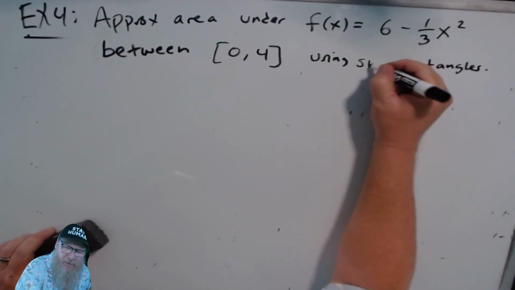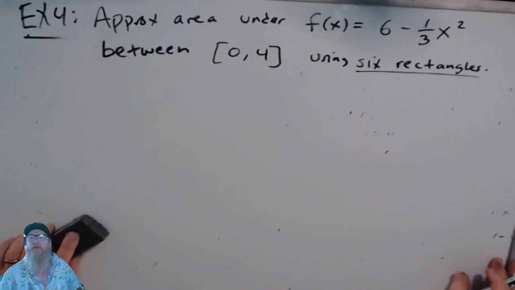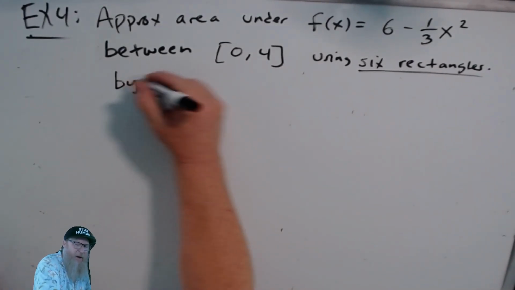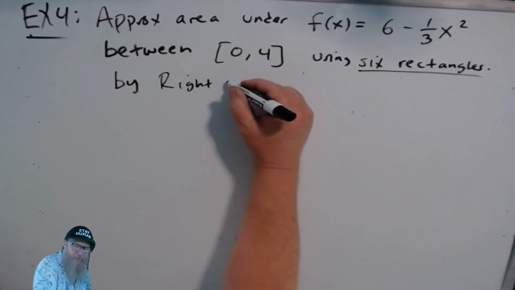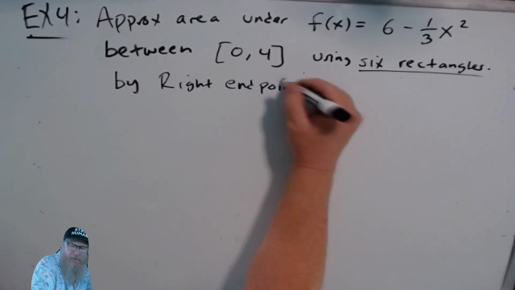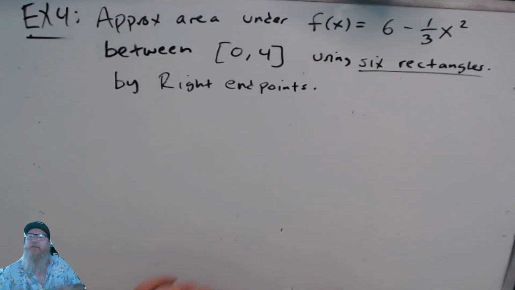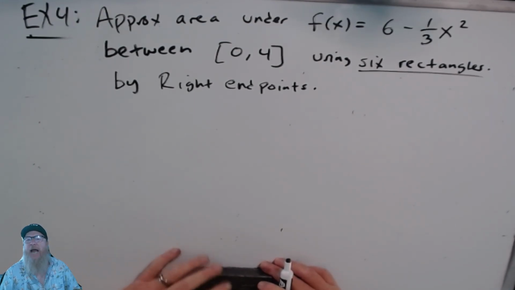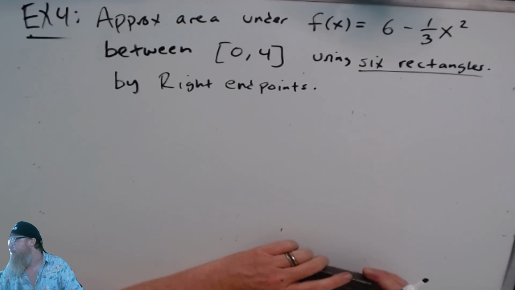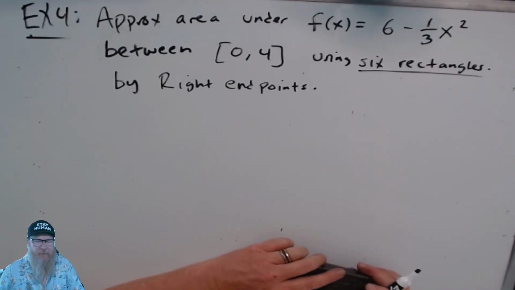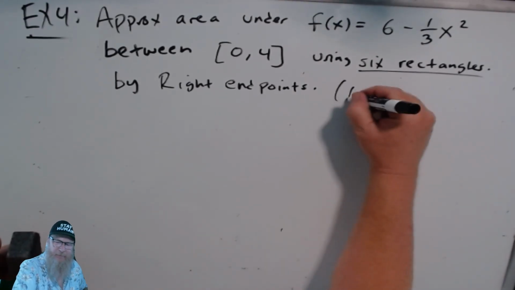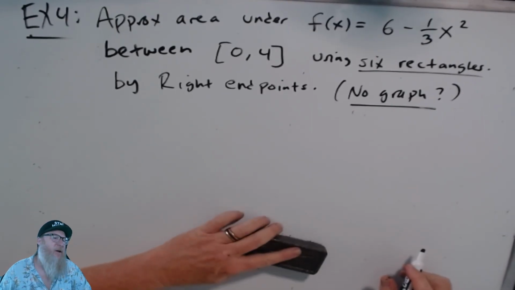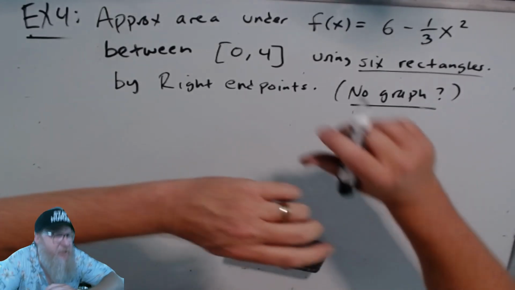Sometimes I like to write the word 6, just to make sure you're still reading. All right, so between 0 and 4. By a right-hand approximation. Or sometimes we say right endpoints. It's a quick way to say that. Right-hand rule, or RHA, right-hand approximation. Okay, so we have no graph. Yeah. If you really want to see a graph, it looks very much like this.